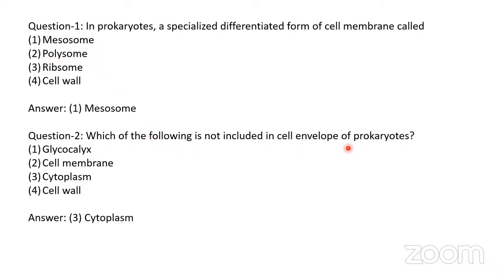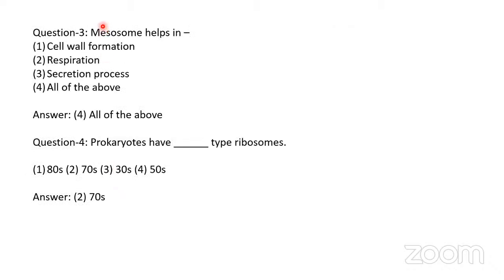Which of the following is not included in the cell envelope of prokaryotes? Glycocalyx, we know, is present in the cell envelope. Cell membrane is a part of the cell envelope. Cytoplasm is not a part of the cell envelope. It is present within the cell membrane, and it is the semi-fluid-like matrix, which is not a part of the cell envelope. So cell wall, cell membrane, and glycocalyx are part of the cell envelope. But option number 3, the cytoplasm, is not included in the cell envelope of the prokaryotes.